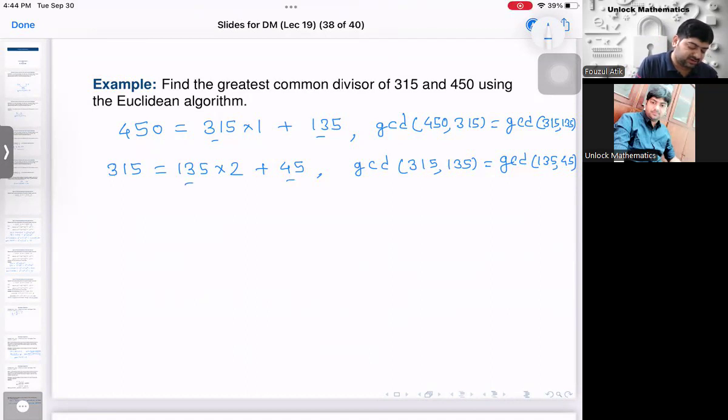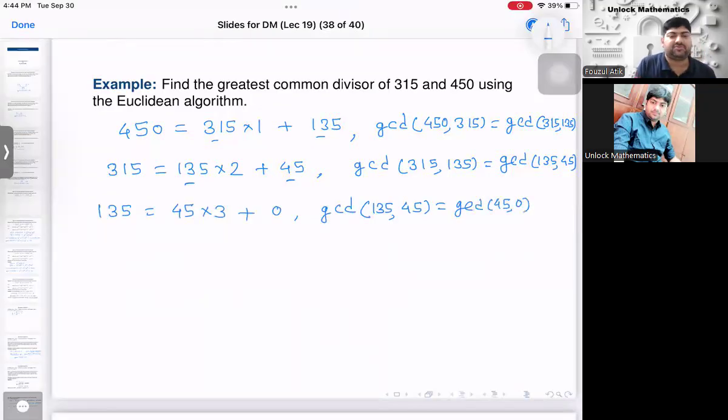So now the dividend is this and the divisor is this. What will happen? 135 is equal to 45 into 3 plus 0, but this time the remainder is 0. Actually our algorithm will stop. If we apply the Euclidean algorithm, GCD of 135, 45 is equal to GCD of 45, 0. But GCD of 45, 0 is the number itself, which is 45. So our problem is done.